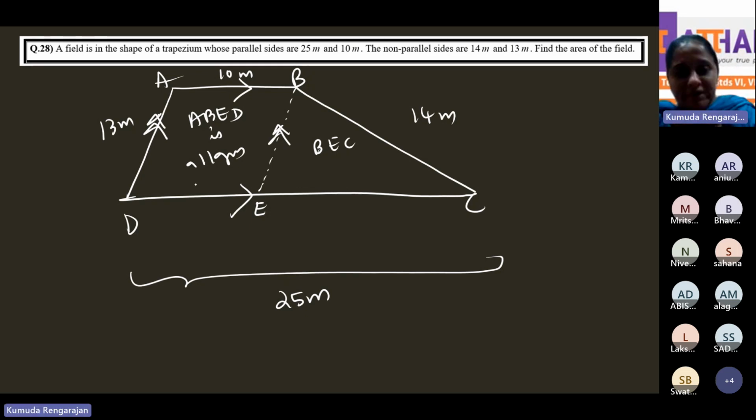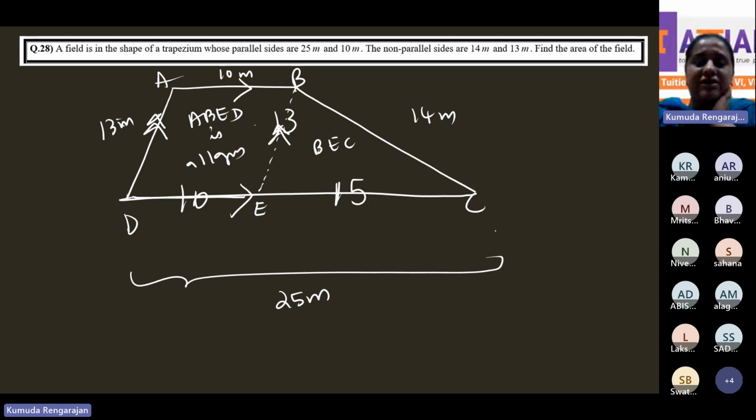Now step two, use the properties of a parallelogram. Opposite sides are equal, so this also is 10 meters. The remaining part will be 15, because totally it's 25 and 10 is gone here. Also, this is 13, so this will be 13. Opposite sides are equal: 13, 13, 10, 10. So applying the properties of a parallelogram is step two.